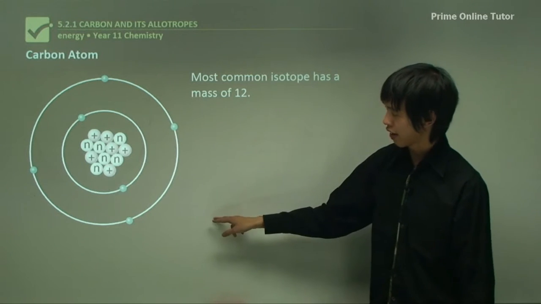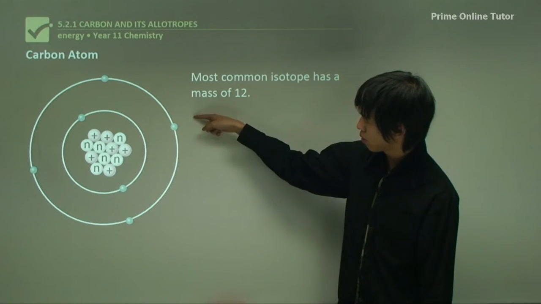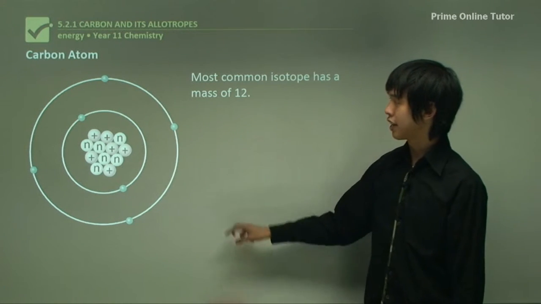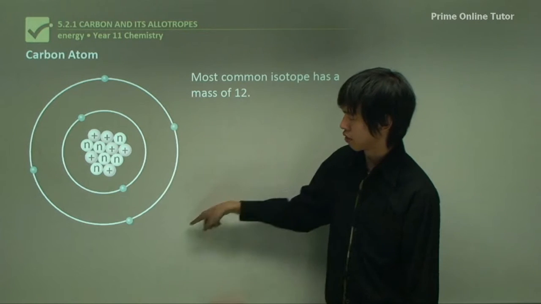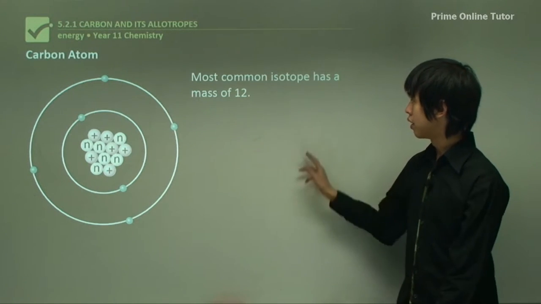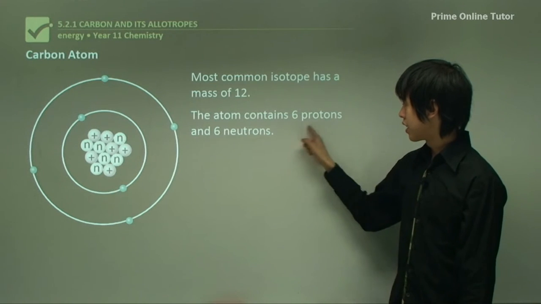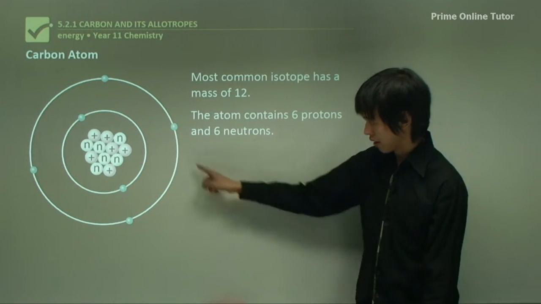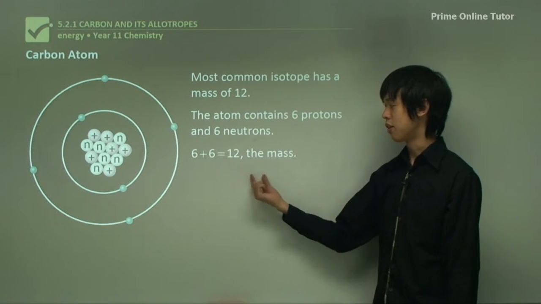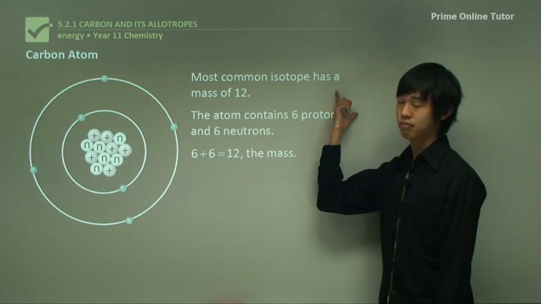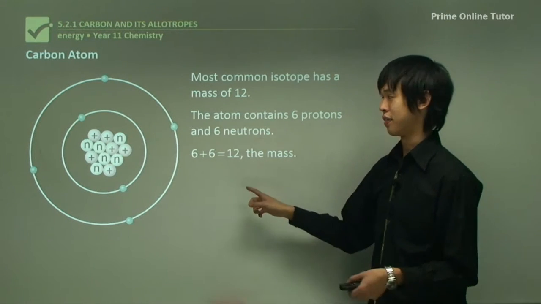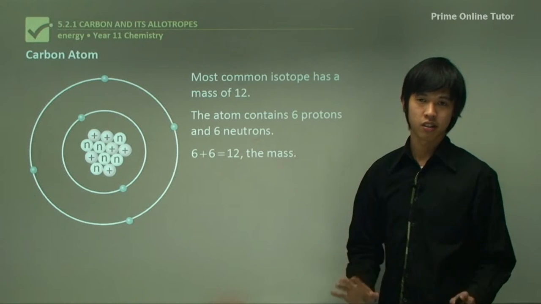So when we look at this diagram, it's got 2 electrons in the innermost shell, as you can see, so 1, 2. And then in the outermost shell, you've got 1, 2, 3, 4. So you're totaling 6. The atom contains 6 protons and 6 neutrons. As you can see, if you count them, there'll be 6 of each. And so 12 is the most common mass. There are other isotopes that have different numbers of neutrons, but we won't consider them just for now.